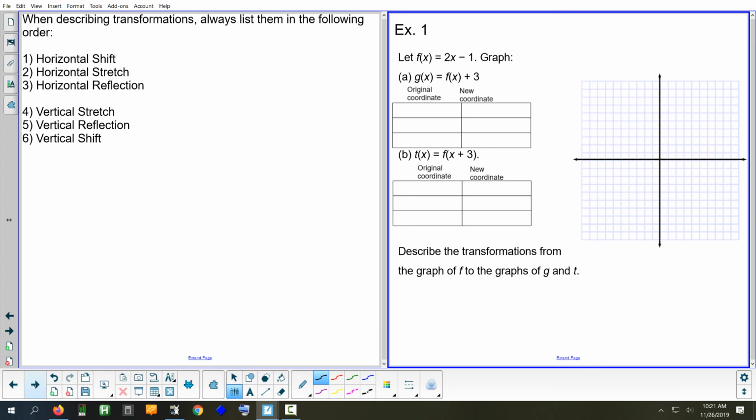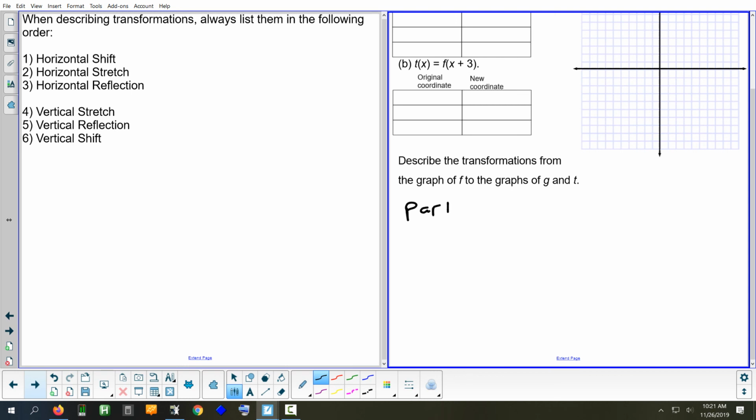So, describe the transformation. I'm going to just write part A, and I think you have a little bit of room. I'm just going to do it like this. Part A, part B. Part A is what Maya said. Shift up 3. That's all you have to write.